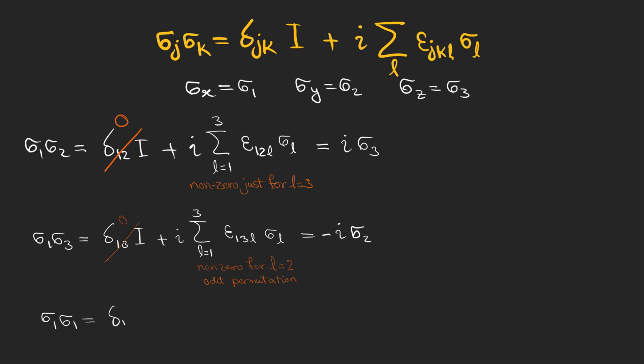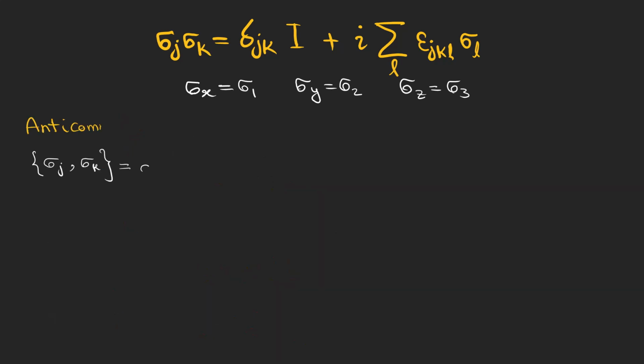In this case, on the other hand, the first term is not 0 and the second term yields 0 because in the Levi-Civita symbol we have two 1s. So the second term vanishes and the answer is the identity matrix.